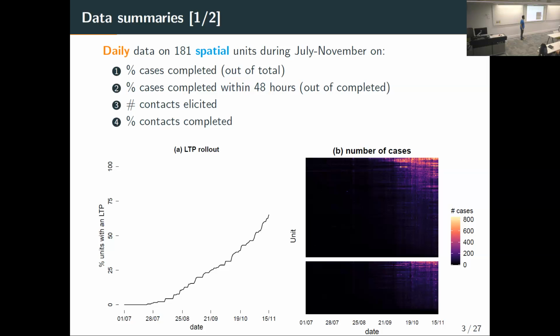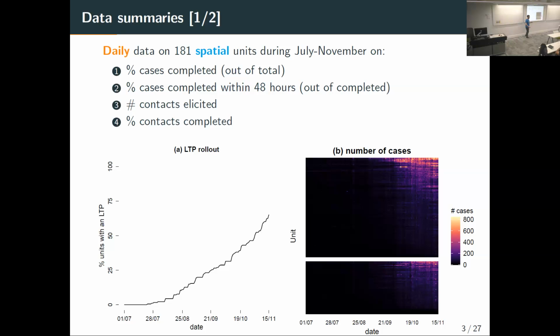So I said we want to see if the LTPs change the effectiveness of contact tracing. So I now need to define what I mean by effectiveness. And in this study, we have 4 different outcomes. So this is the number of cases for each day in each unit. And we are interested in the following 4 outcomes. So the first one is what percentage of these cases is completed. In other words, how many of these individuals did we manage to get in touch with and complete the process.